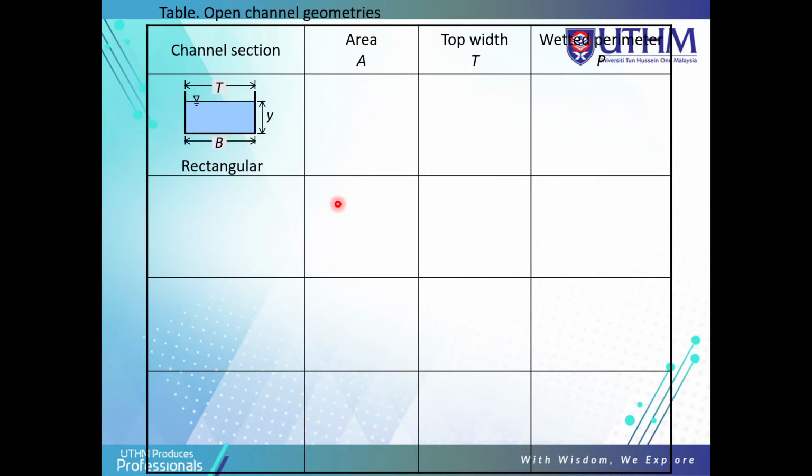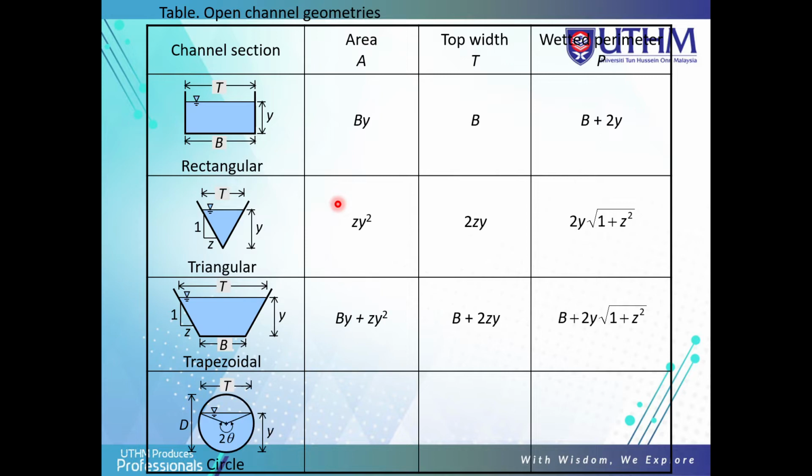Now we look at the table of open channel geometries: the channel sections, area, top width, and wetted perimeter. We have the triangular, trapezoidal, and circle. For the rectangular, the area is B, the bottom width, times Y, where Y is the depth of flow, so BY. The top width T is equal to B, because this is rectangular. And the wetted perimeter P is B plus 2Y, because we have Y here and Y here. So that's why B plus 2 times Y.